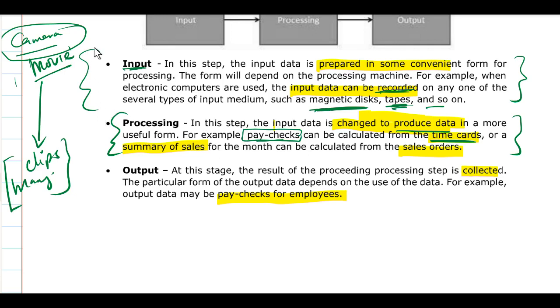Here we are giving 3 examples: one for the movie, one for the paychecks, and the last one is a summary of sales, which is calculated from the sales orders. I don't necessarily need to go over that again. The last stage is the output stage, where the result of the processing stage is collected. When you are giving out paychecks, or the final movie, or a summary of sales, that is the output. And that might be in a form that is printed, non-printed, an email, or a payslip.